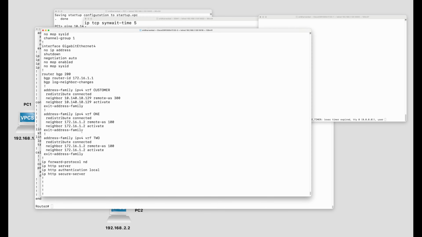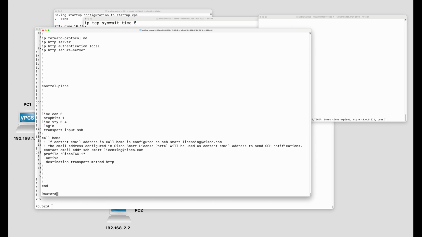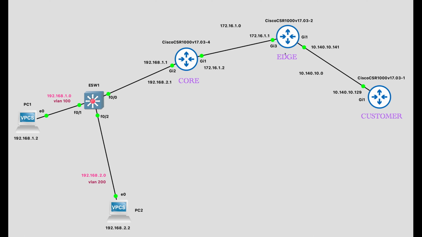And then here is the BGP, one for each VRF. So for the customer, the neighbor is the customer router IP address 10.140.10.129, and for VRF 1 and 2, their neighbors are the core routers, 172.16.1.2 on two different VRFs. So that's it for the edge router.